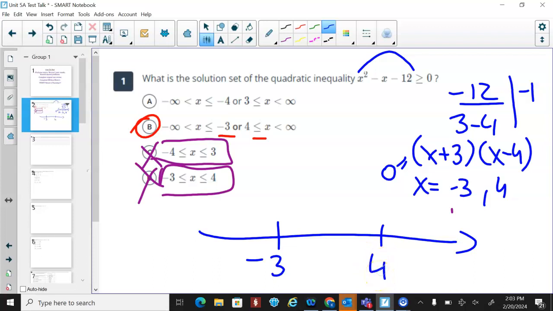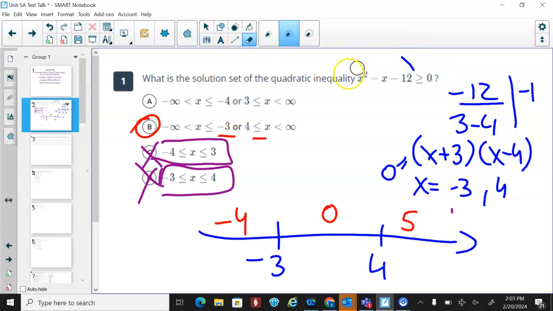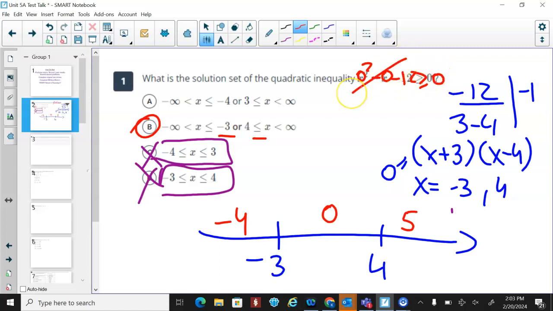Now, again, I'm going to pick different numbers, one in between -3 and 4, which is 0. I can pick -4, which is less than -3, and 5, which is greater than 4. And I'm going to pick one of them to check. So I'm going to pick 0. I always pick 0 because 0 to me is the easiest, okay? If I pick 0, that's 0 squared minus 0 minus 12 is greater or equal to 0. Again, zeros will disappear. I get -12 is greater or equal to 0. That lets me know this is not a true statement, so this is false.